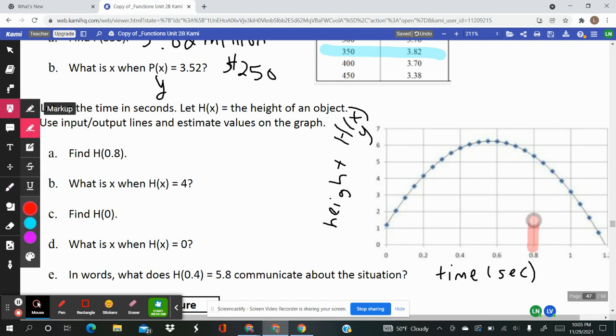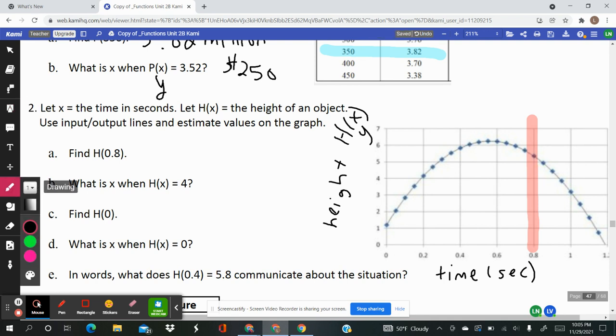So using my highlighter, I'm going to highlight up from 0.8 of a second, and that equals about, let's say, halfway between 5 and 6, give or take. We're going to say 5 and 5/10. And you know what? It doesn't say exactly what our height is, but let's say that it's going to be in feet. I'm going to add that over here.